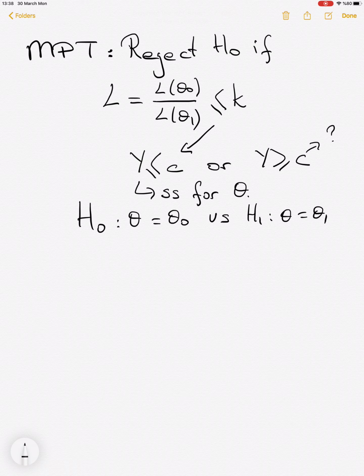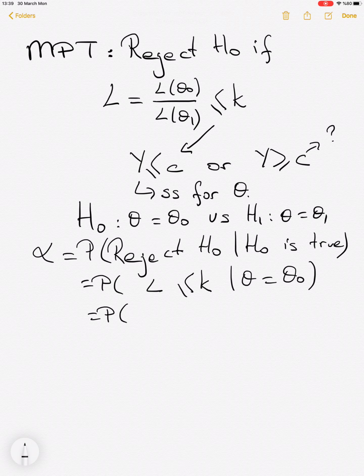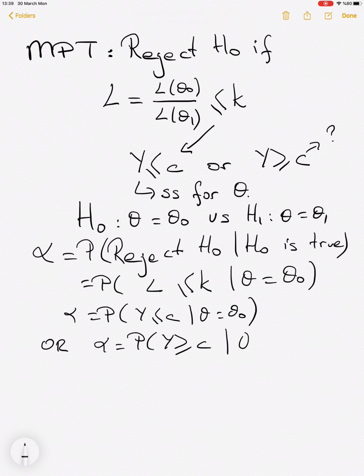Then we have to find the value of C. And in that, we are using the known information, which is the size of the test, the probability of rejecting the null hypothesis when H0 is true. So here we are writing our simple likelihood ratio less than or equal to K given theta equals theta 0. And then in terms of Y, we will see that we can have Y less than or equal to C, or alpha equals the probability that Y is greater than or equal to C given that theta equals theta 0.